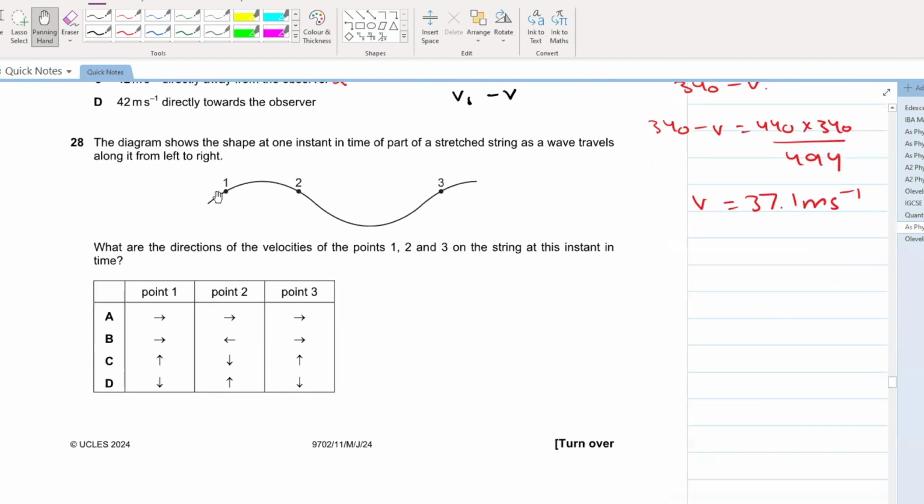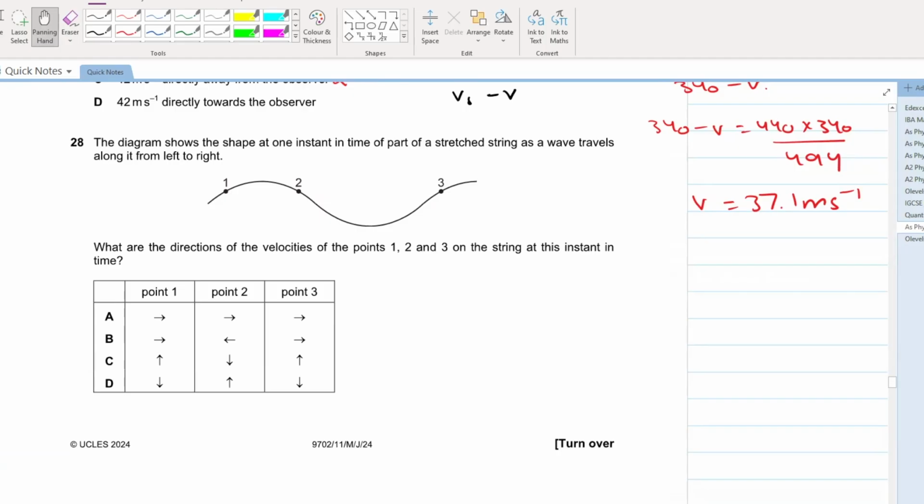Let's further move ahead. The diagram shows the shape at one instance in time of part of a stretched string as a wave travels along from left to right. What are the directions of the velocity of points 1, 2, 3 on the string at this instant in time? You have to calculate the directions of the velocity at these moments in time. How will you do that? Very, very easy. You have to realize one thing.